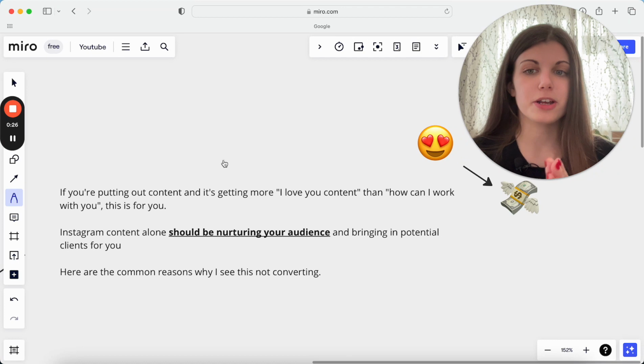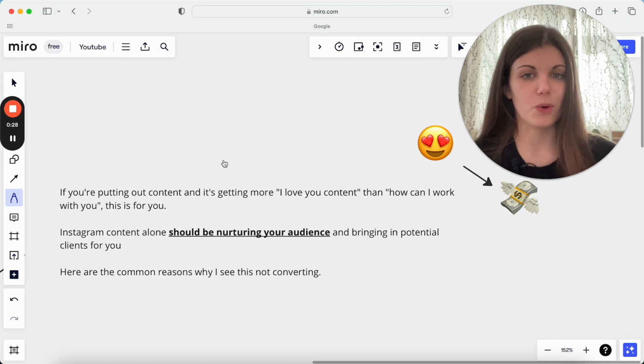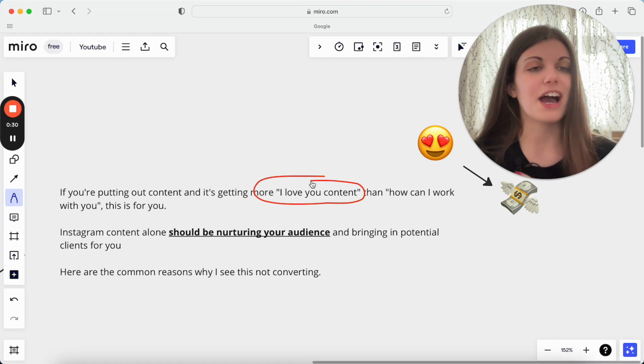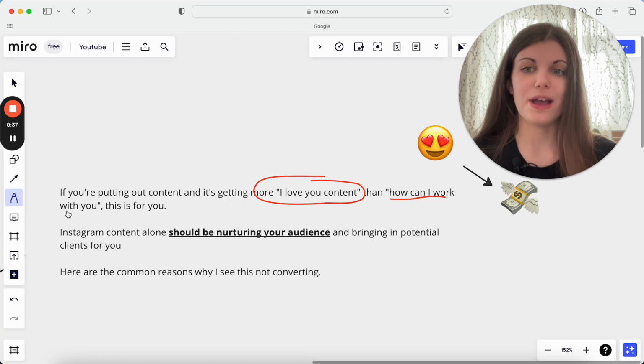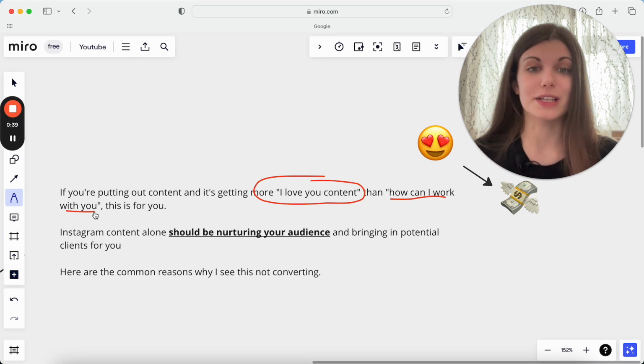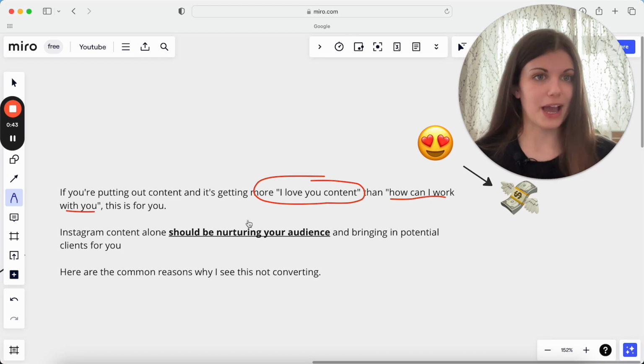So if you're putting content out there and you are getting more "I love your content," "I found this really helpful" type of reactions versus the "how can I work with you," this video is for you. We're going to be really addressing that, and that is so common. But also, this should not be happening with your content. You should very much be in that place of getting those "how can I work with you" type messages, and that is what we really want as business owners.